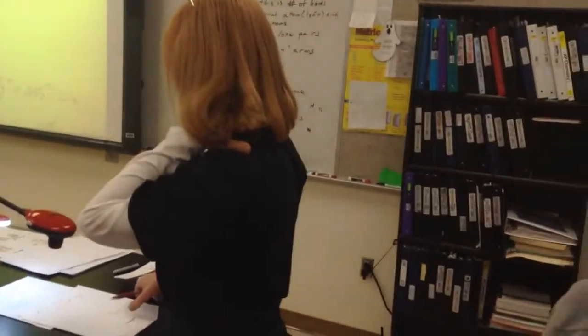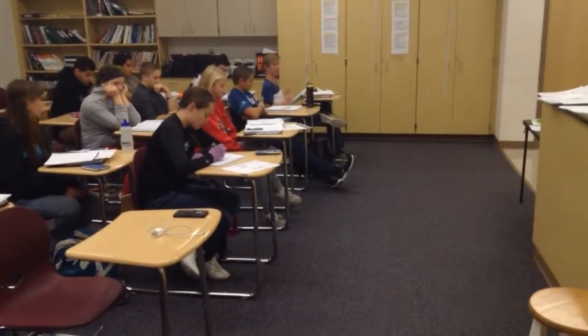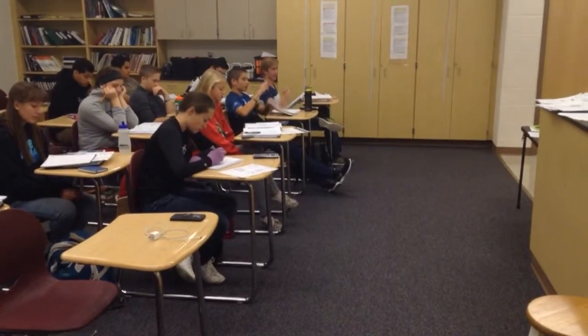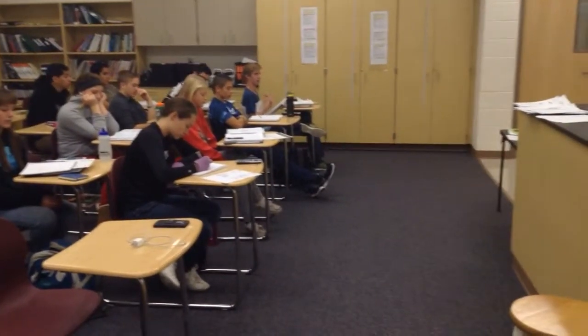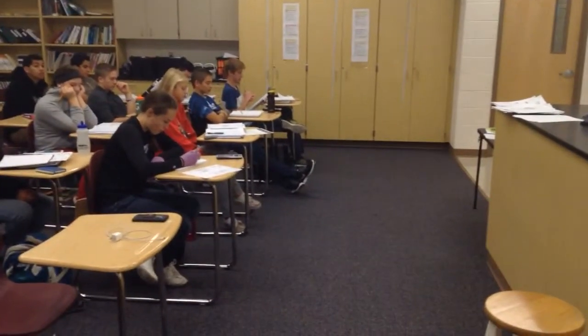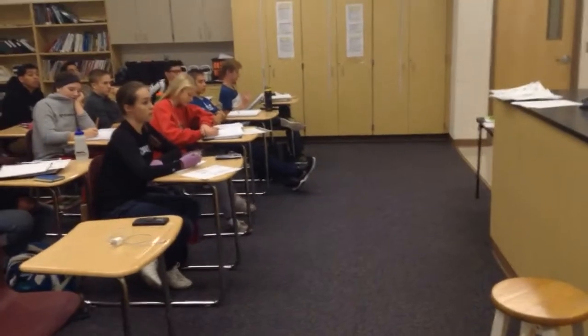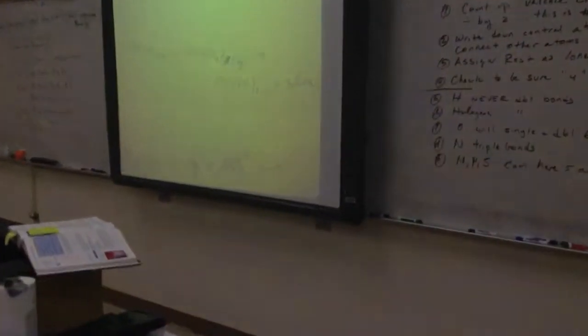What did you get for the formula equation? 3KOH aqueous plus iron nitrate aqueous then yields iron hydroxide, Fe(OH)3, plus 3KNO3. Okay, hopefully you guys all got this. And then, Sam, what did you get for the net ionic equation?